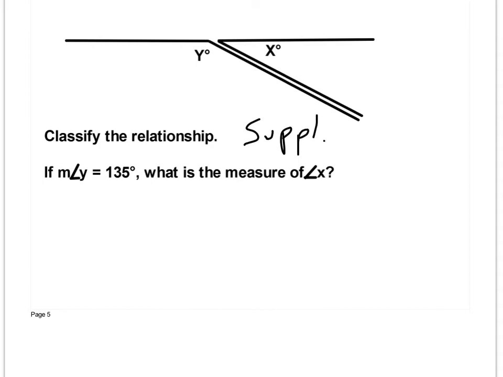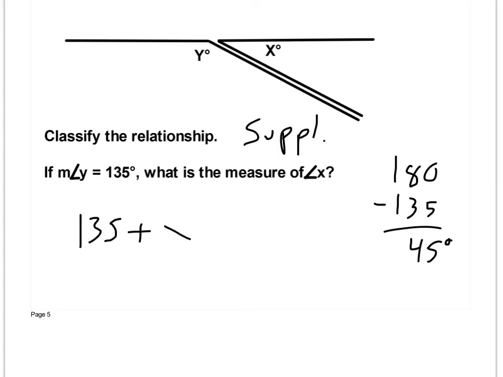Now, the measure of angle Y is equal to 135 degrees. What's the measure of angle X? Someone raise your hand and tell me how I would find that. Brady? 30 or 45. How do I find that, though? How do I find the measure of angle X? Take 180 minus 135, which you get 45 degrees. Good. Because let's think about it. Angle X and angle Y. Angle Y is 135. When added to X, you should get 180. They're supplementary.